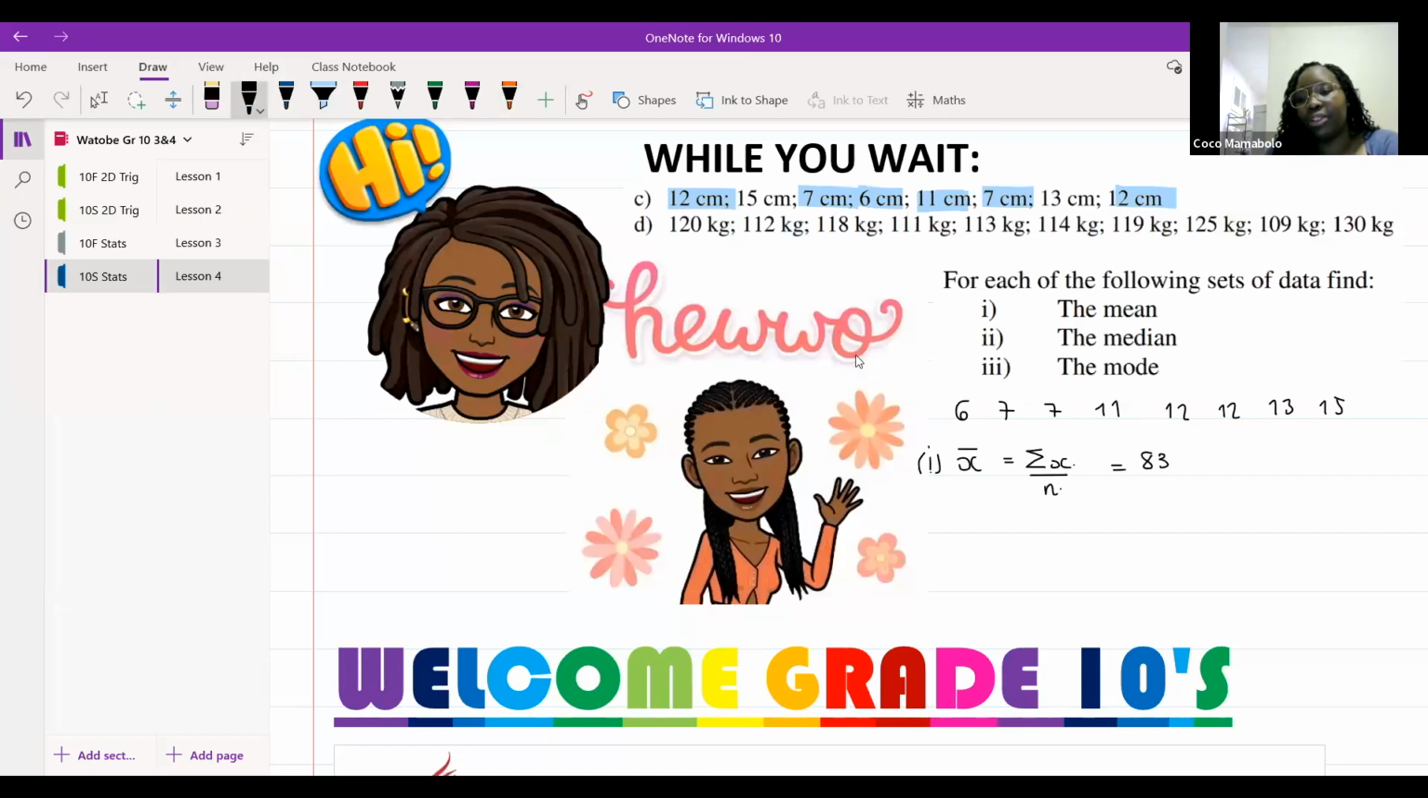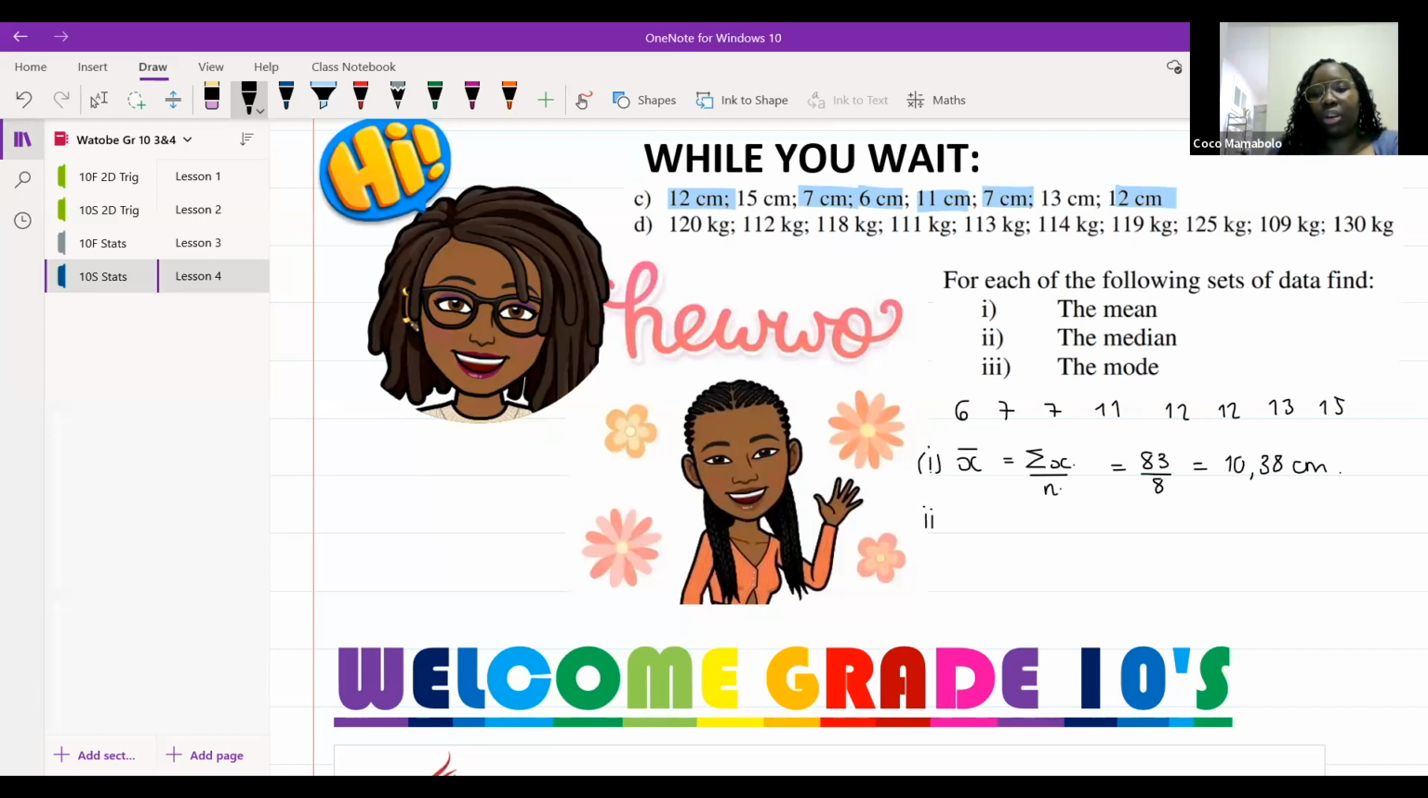So the sum of all my values is 83 divided by the number of values that I have, which is 8. And my answer here, somebody grab a calculator and give me my answer, please. I already know what the answer is. I'm just waiting for you guys to fill me in. 83 divided by 8 is... Anybody? Somebody? Thank you, Anam. Yes, it's actually 10,375, but we're going to round it up to 10,38 centimeters. Thank you, Anam. Excellent. All right.